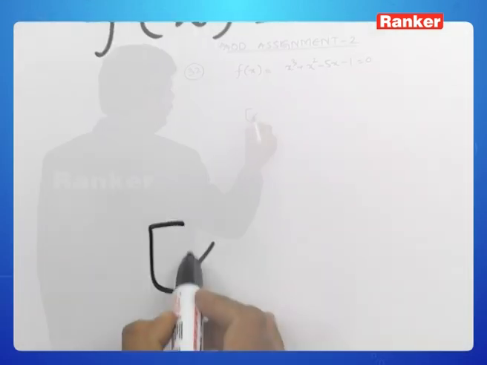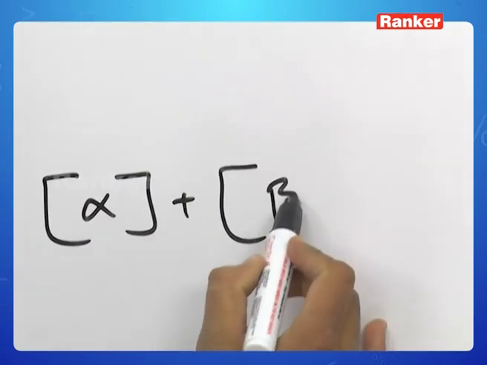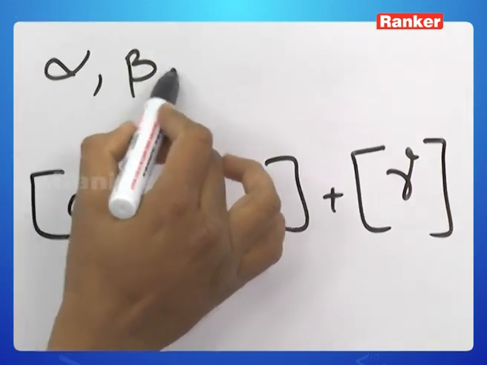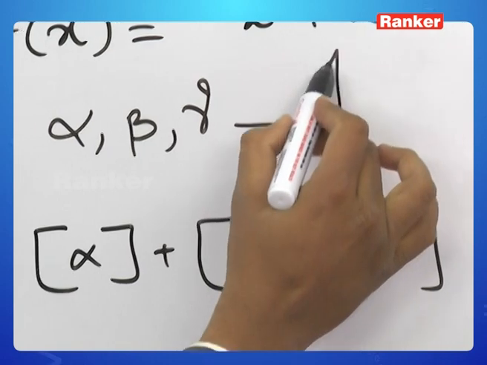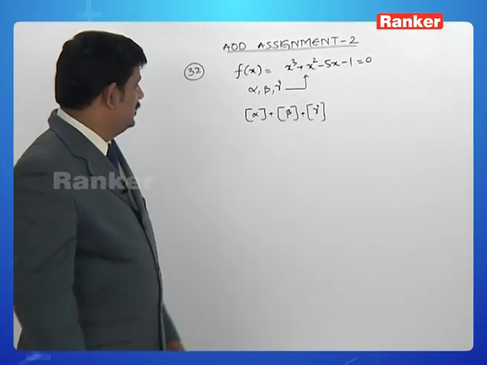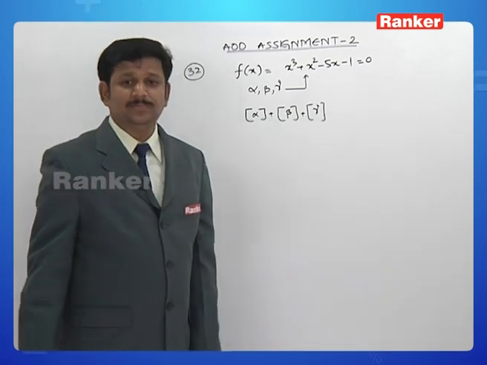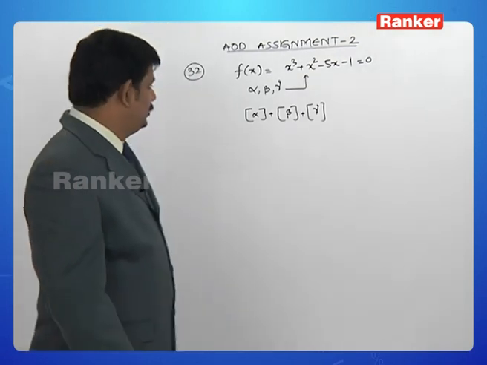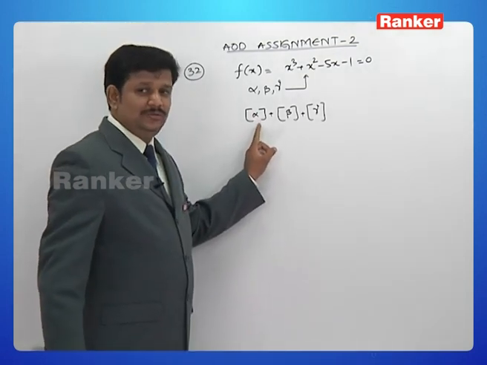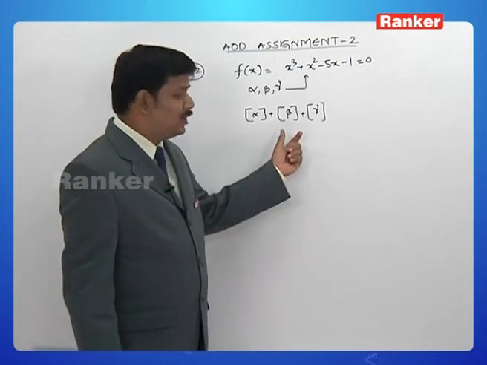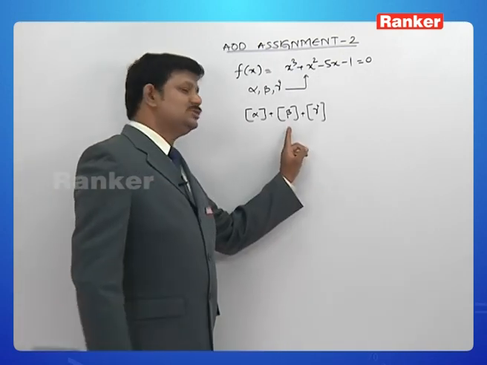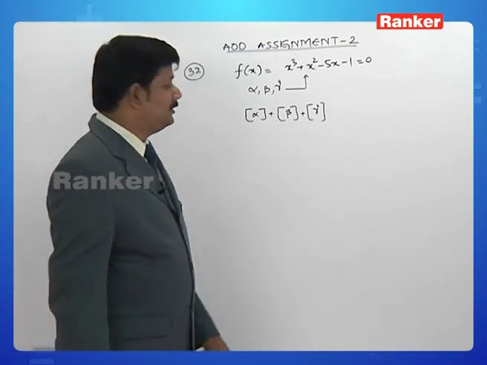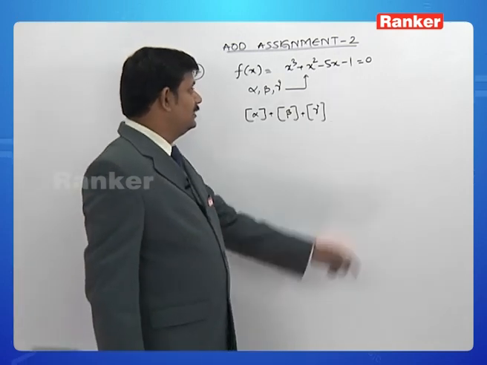We need to find the integral part of alpha plus the integral part of beta plus the integral part of gamma. Alpha, beta, gamma are roots of this equation. To say what the integral part of alpha is, we need to know between which two consecutive integers alpha lies, and similarly for beta and gamma.